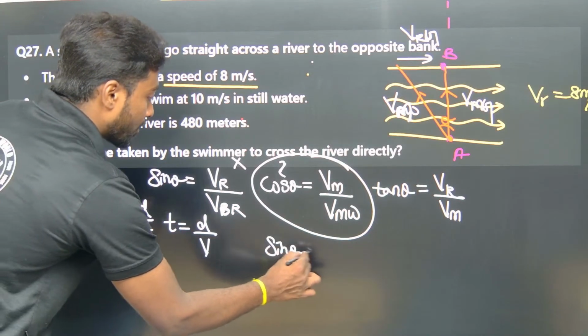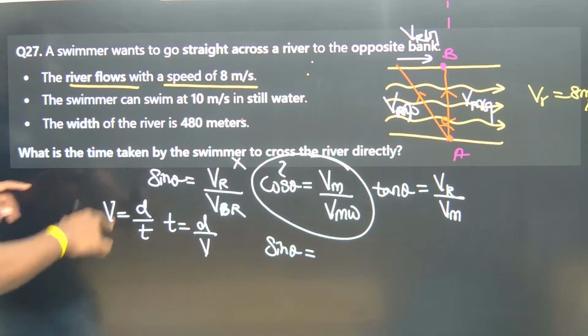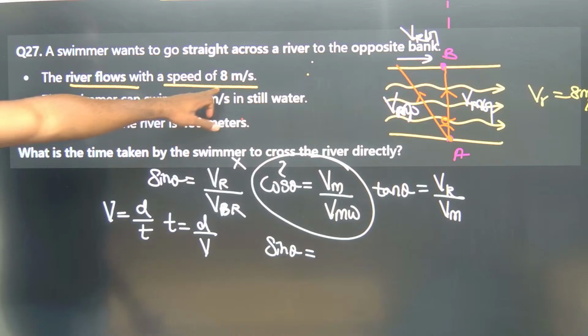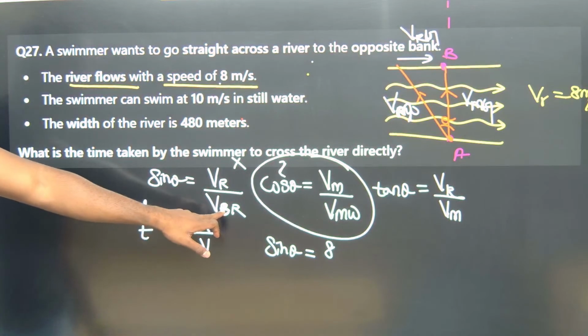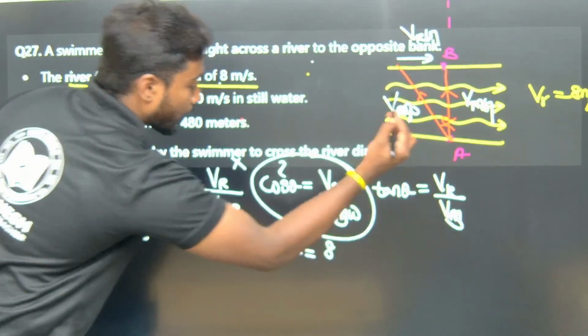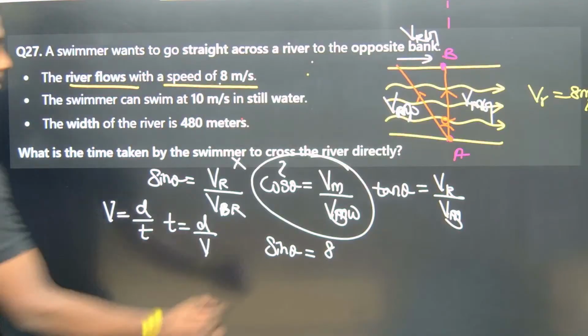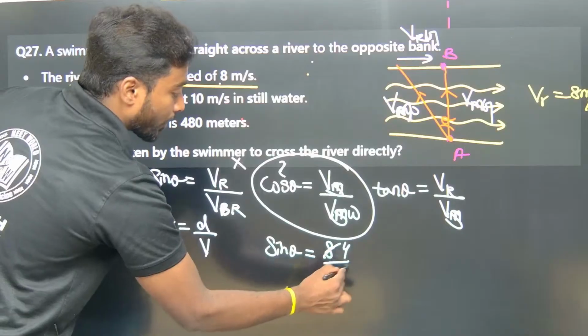Sin theta is equal to... what is the velocity of the river given? That is 8 meter per second. Now the velocity of the swimmer with respect to the river, that is 10. So divide by 10, so it is 4 and it is 5.